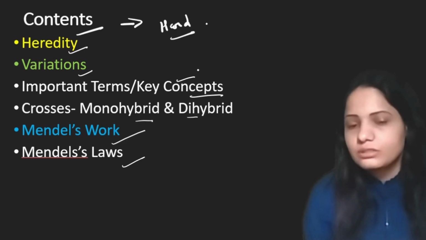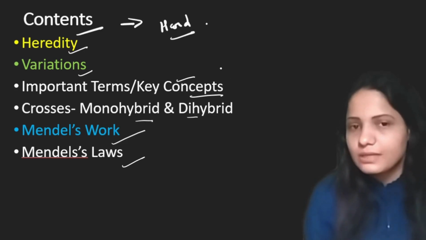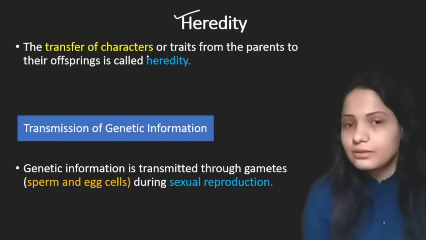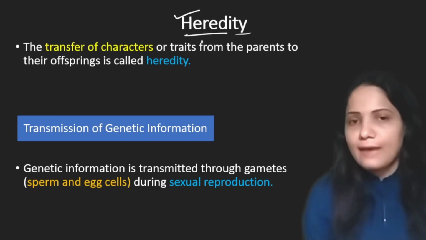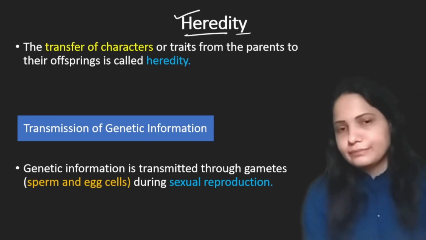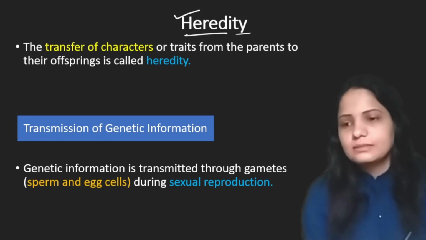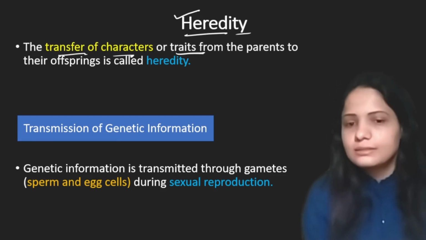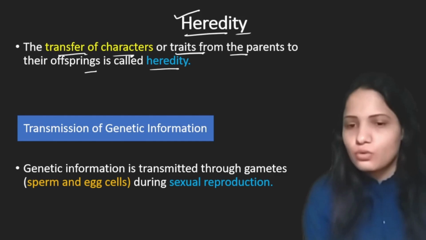Don't try to mug up this chapter. Again, I'm telling you this. Don't worry, I'll try to make these terms and concepts very simple for you so that you can remember these things in an easy manner. Here first we have heredity. What is heredity? As we are studying the chapter heredity, we should know what heredity is. Heredity is the transfer of characters or traits from the parents to their offspring. This process is called heredity.